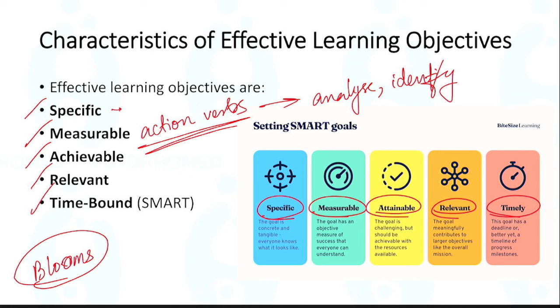Next is achievable. It should be realistic, right? We cannot expect a fifth standard student to know about differentials or integrations. The student cannot know about all those things. So it should always be realistic and attainable within the time frame. Knowing the multiplication table of 13 is not difficult to learn in one single class, right? It should be attainable within the time frame of a lesson or course. This should be considered for making it achievable.